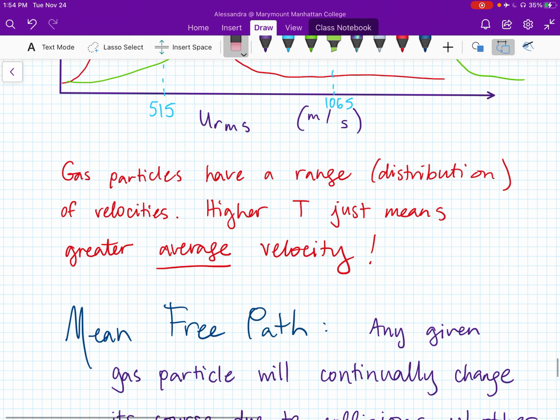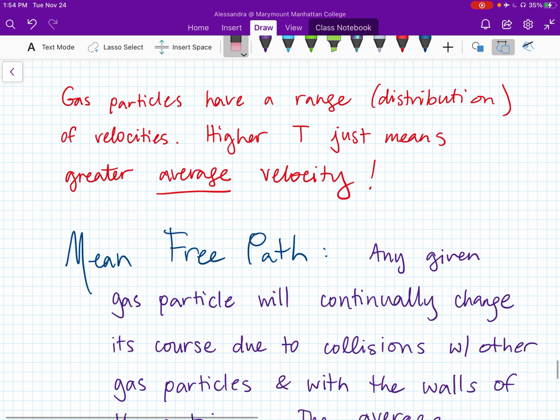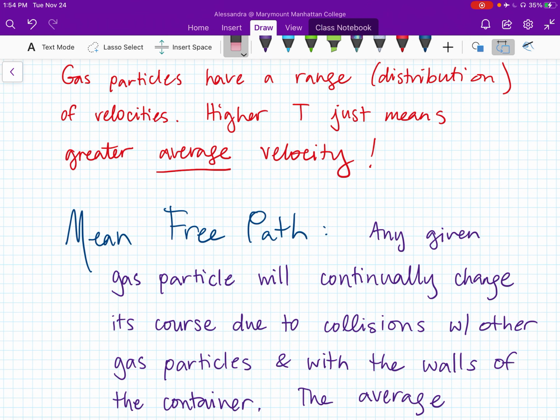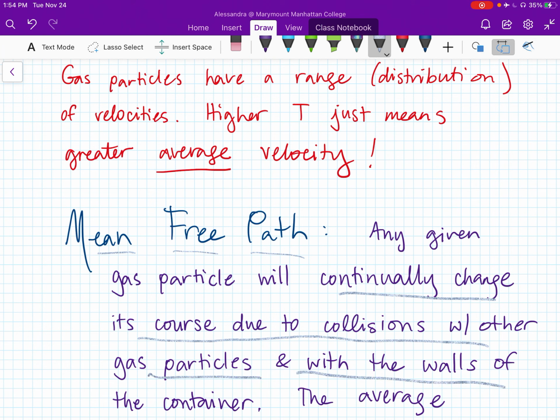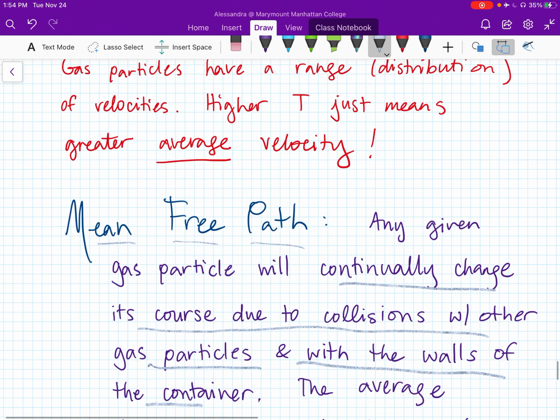Another important concept to think about with gas kinetics is the mean free path. I want to define what that is because it sounds pretty technical, but it really isn't. So if you imagine you're a gas particle in a sample, continuous random motion, any given gas particle is going to be changing its course constantly as it hits other gas particles and as it collides with the walls of the container, right? So you can imagine you're moving until you hit something, then you bounce off and change course.